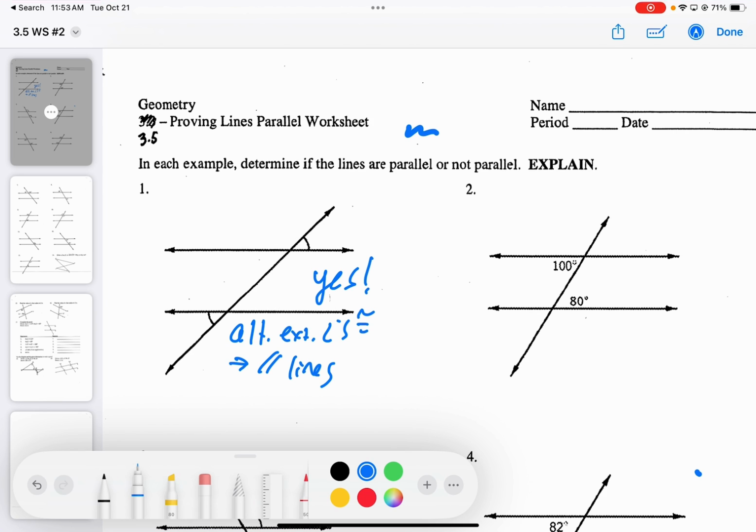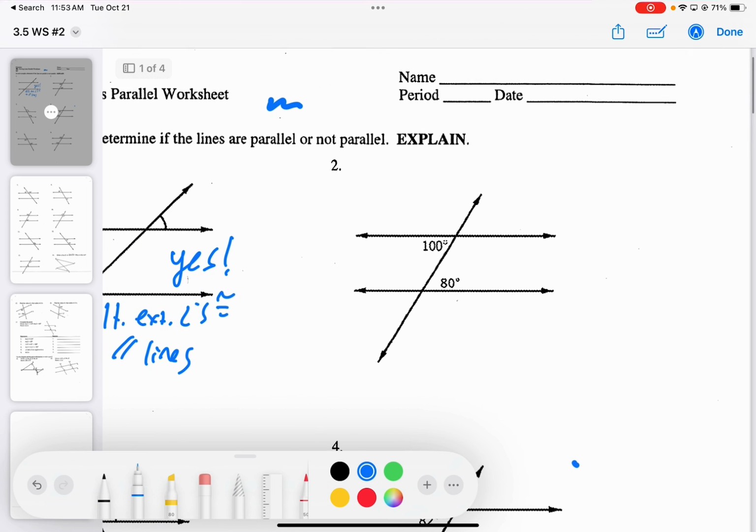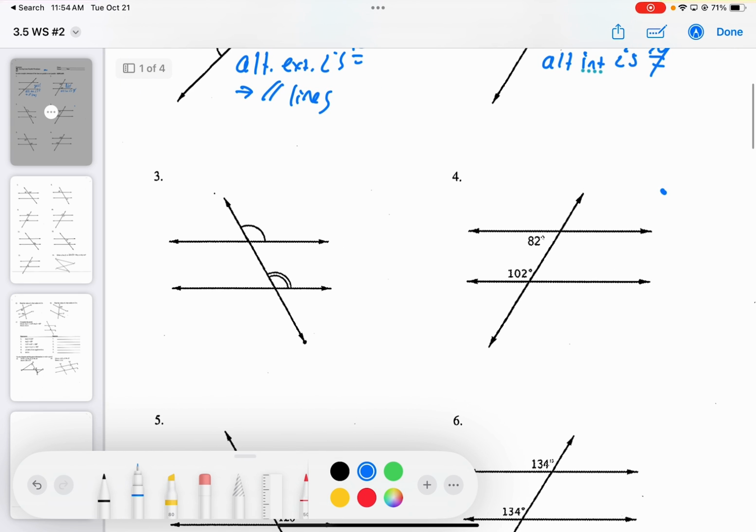Number 2. Molly, that was you, right? Yeah. What'd you say, Molly? They're not parallel. Why not? Because they have to be congruent to be alternate interior. So those alternate interior angles are not congruent. So because of that, not parallel. Okay, very good. Number 3.